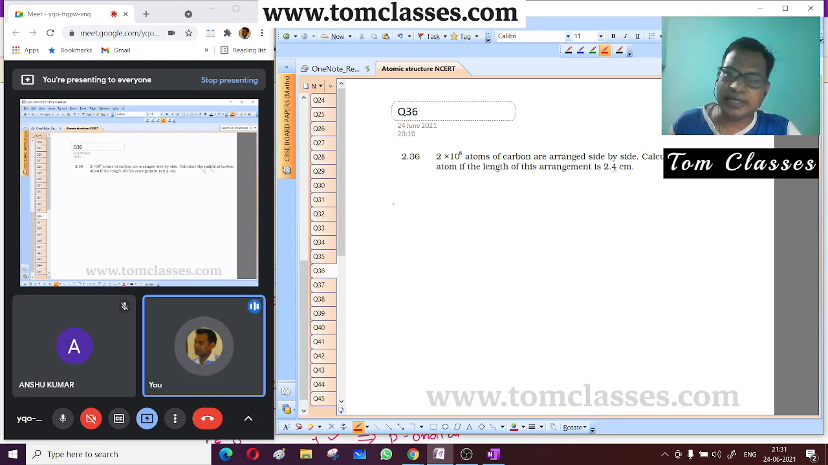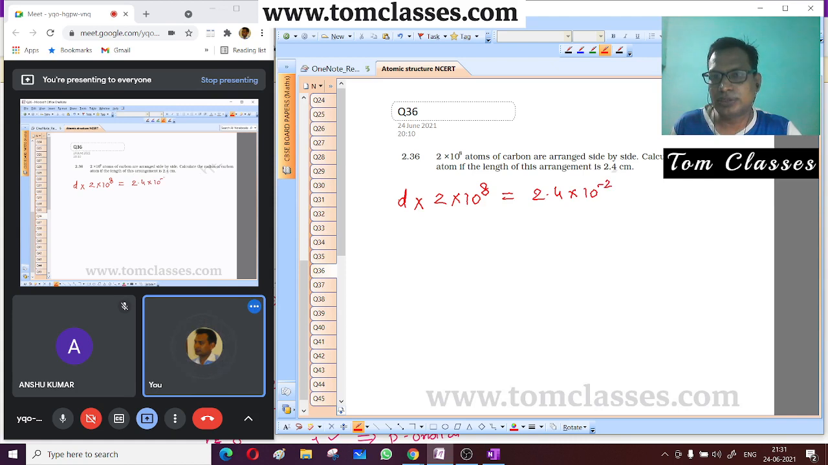Okay, so again the same sort of question. If D is the diameter of the carbon atom, and 2 into 10 to the power 8 atoms are arranged side by side, this total together will constitute about 2.4 into 10 to the power minus 2 meter, right? That much distance. He is asking for the radius, so I can write the diameter as 2r, so 2r into 2 into 10 to the power 8, that is 4 into r into 10 to the power 8, equals 2.4 into 10 to the power minus 2 meter. So I can say this gives 0.6.